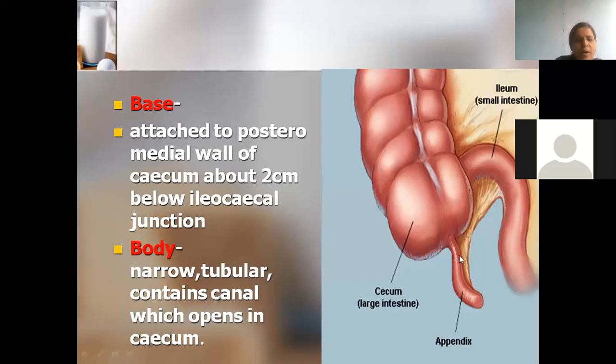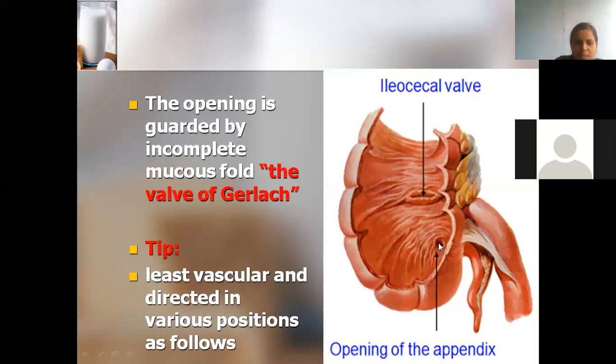This whole thing is the body, which is narrow, tubular, and contains a canal or passage. We have seen in the previous cecum lecture that it opens into the cecum. Valve of Gerlach, I said, isn't it? See, this is the appendix opening into the cecum. And this appendix opens via a valve which is called the valve of Gerlach. So this is the tip of the appendix, which is least vascular.